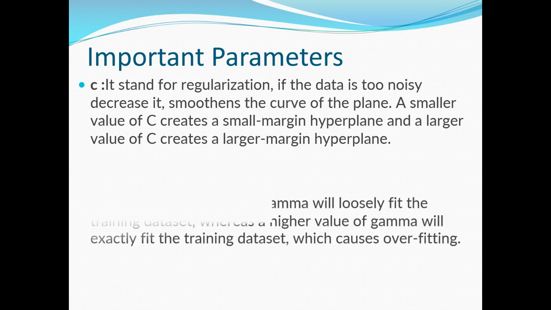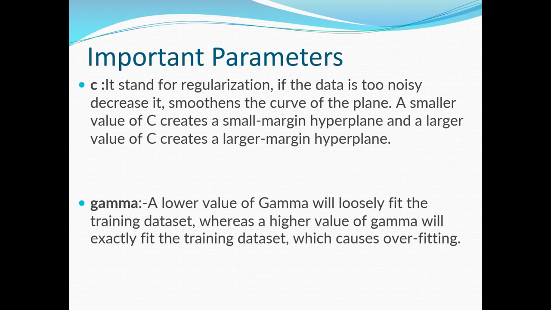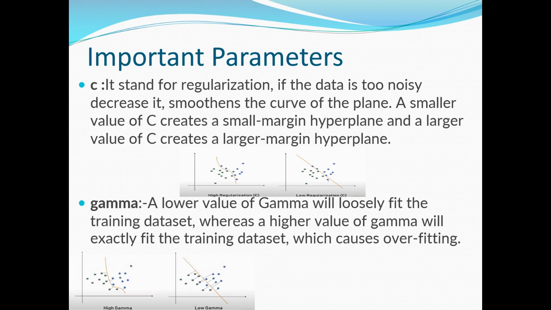Gamma. A lower value of gamma will loosely fit the training dataset, whereas a higher value of gamma will exactly fit the training dataset, which causes overfitting. This is one example of high regularization and low regularization. High gamma and low gamma.